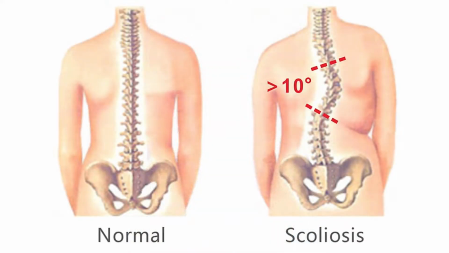Everyone has a small side curvature, but not every curvature is considered to be a scoliosis. Only a curvature of more than 10 degrees is considered to be scoliosis.